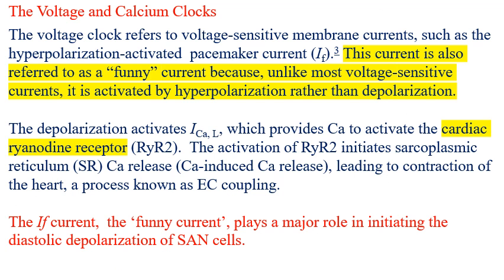The voltage clock refers to voltage-sensitive membrane currents, such as the hyperpolarization-activated pacemaker current. This current is also referred to as the funny current because, unlike most voltage-sensitive currents, it is activated by hyperpolarization rather than depolarization. The depolarization activates the calcium channel, which provides calcium to activate the cardiac ryanodine receptor. The activation of the ryanodine receptor initiates sarcoplasmic reticulum calcium-induced calcium release, leading to contraction of the heart, a process known as electric coupling. The If current, the funny current, plays a major role in initiating the diastolic depolarization of the sinoatrial node cells.